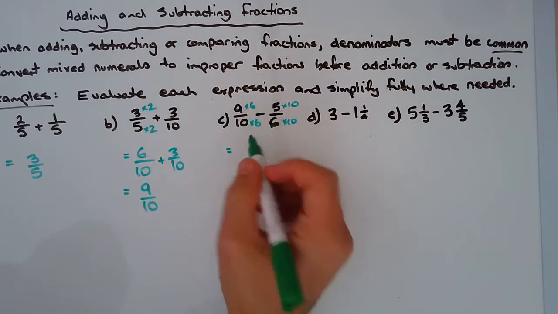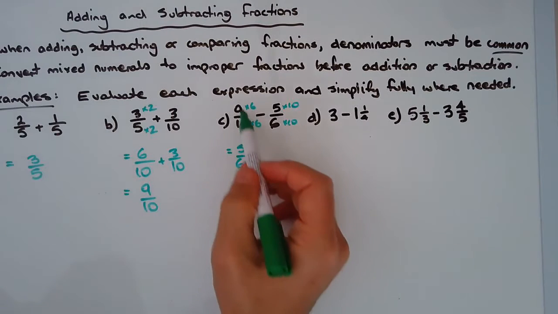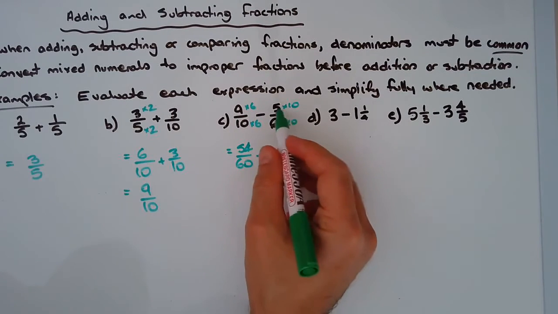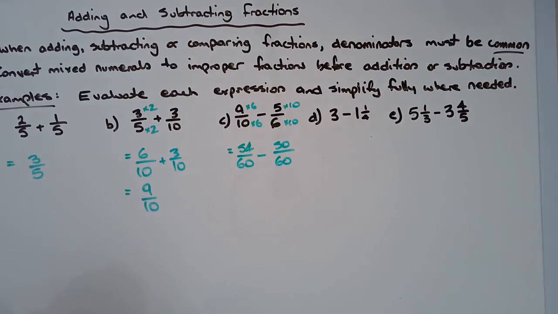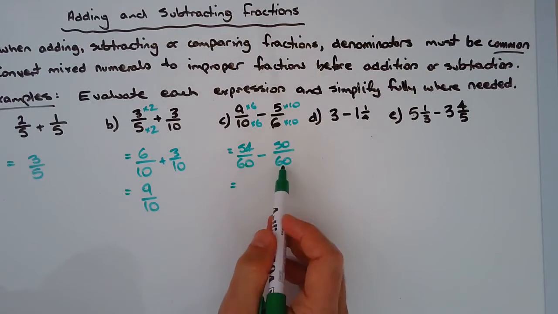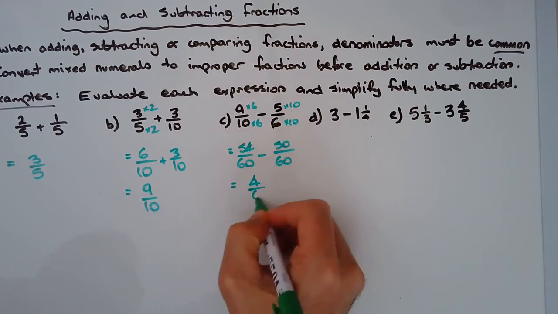9 times 6 is 54 over 60. So that's the equivalent of 9 on 10. Minus 5 times 10, which is 50, over 60. 54 minus 50, denominators are now identical. We can just subtract the numerators. So 54 minus 50 is 4 on 60.